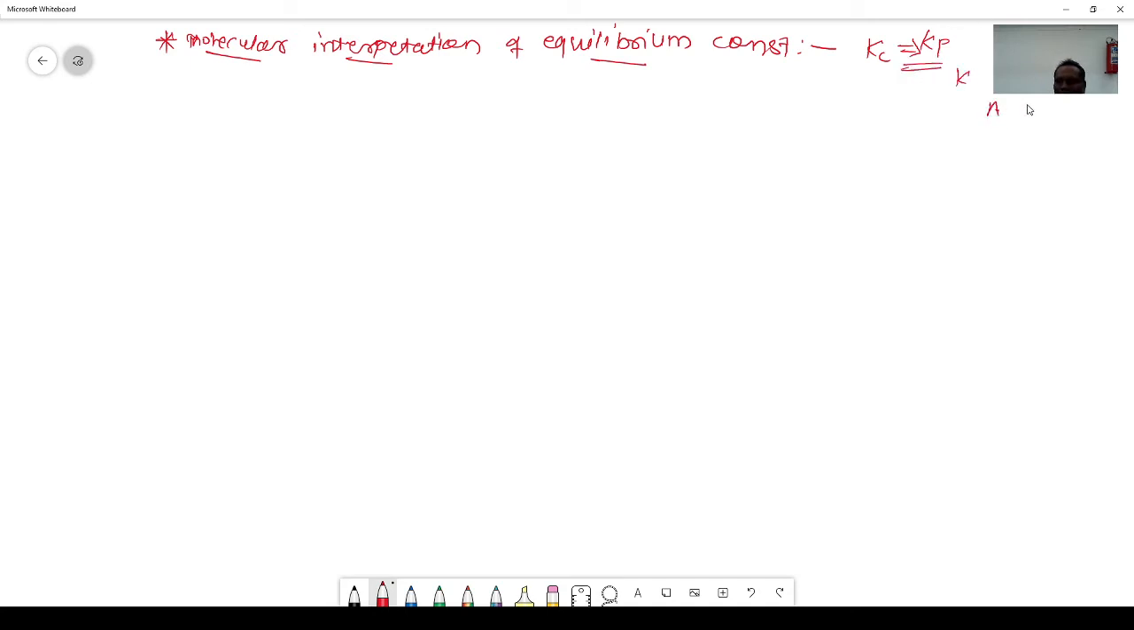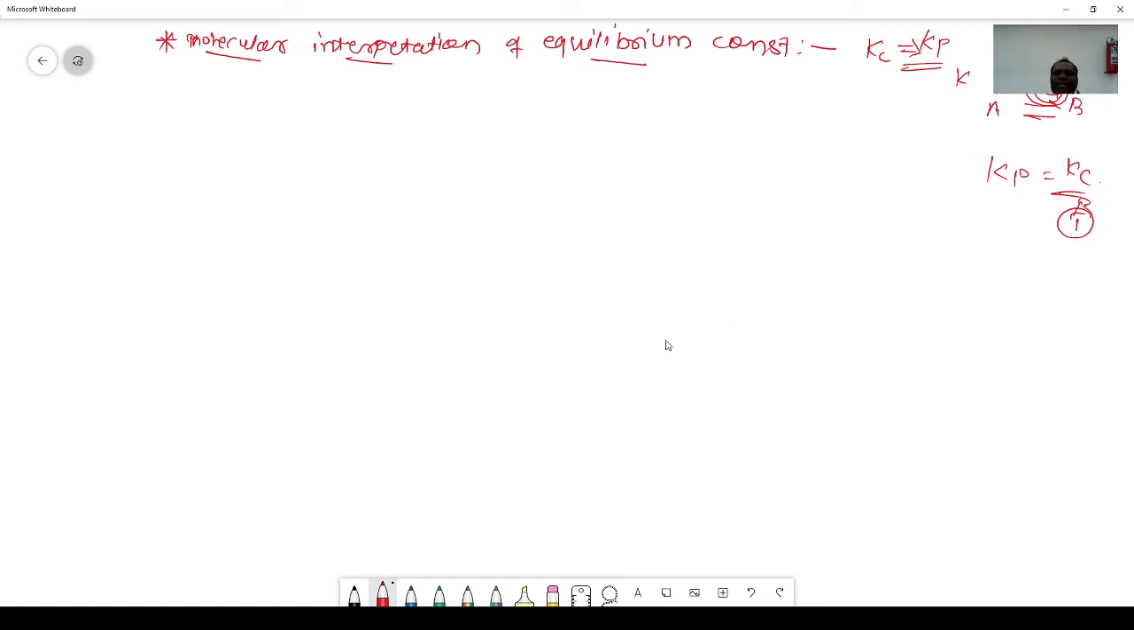For a particular reaction, whether in the forward direction or backward direction, it has a Kp or Kc. This Kp or Kc changes only with respect to temperature. At a given temperature, it is a constant value, right? So the significance of the equilibrium constant lies in the fact that it changes with temperature.